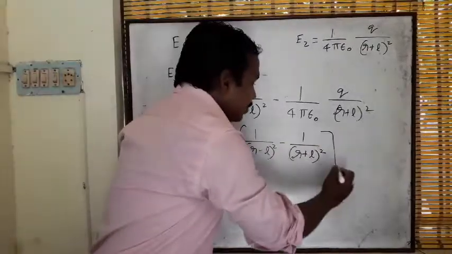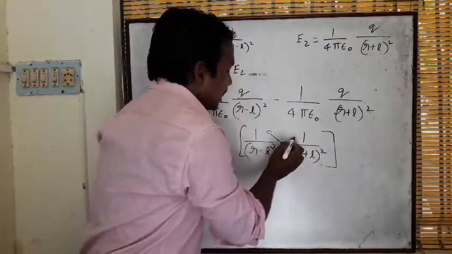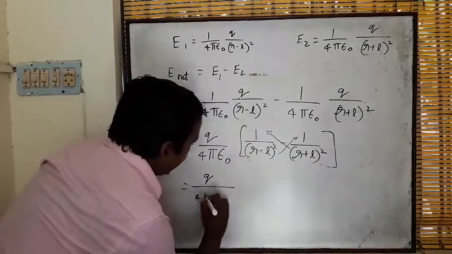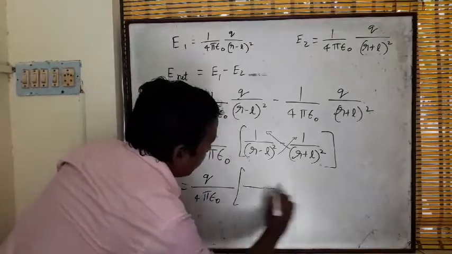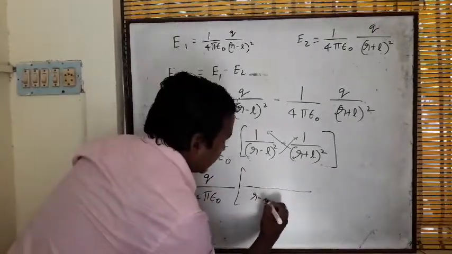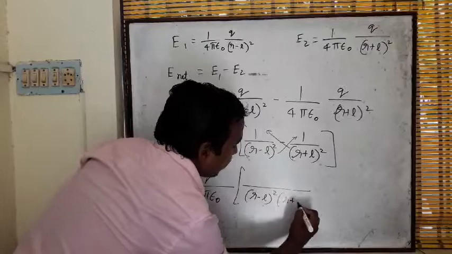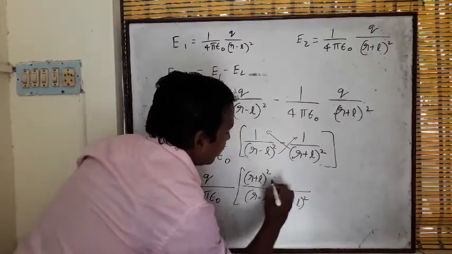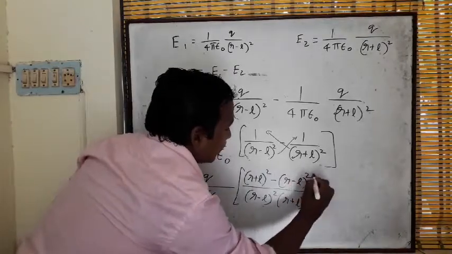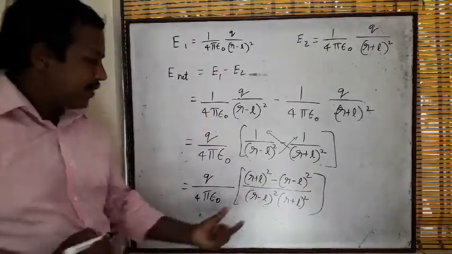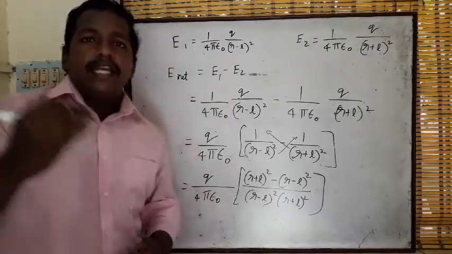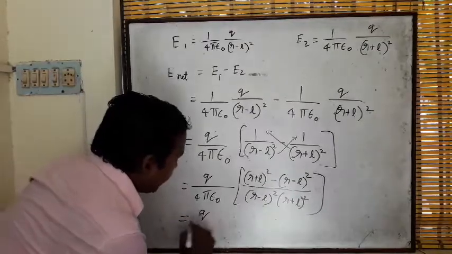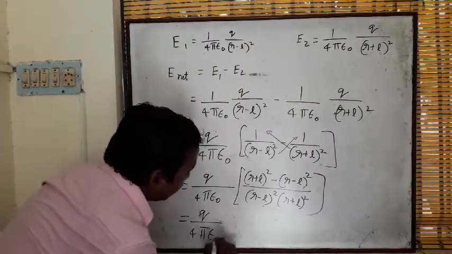So now we should do the cross multiplication. I am bringing this here, this here. So Q divided by 4 pi epsilon naught, in the denominator (R minus L) whole square, (R plus L) whole square. The numerator is (R plus L) square whole square minus (R minus L) whole square. As we know, A minus B into A plus B is A square minus B square. So we are going to get Q divided by 4 pi epsilon naught.